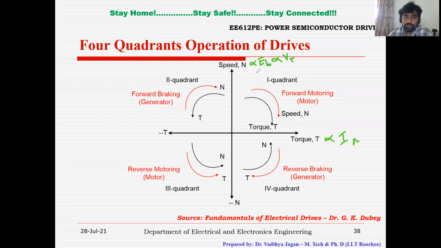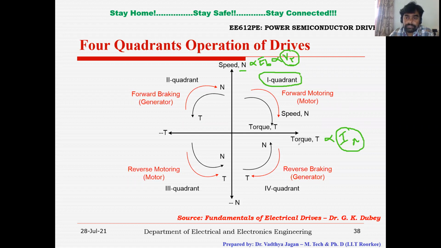Now I want to represent these mechanical quantities like torque and speed in terms of electrical quantities like voltage and current. If you see the first quadrant, both voltage, which is on the y-axis, and current, which is on the x-axis, are positive, which means the power will be positive. It is a product of voltage and current.